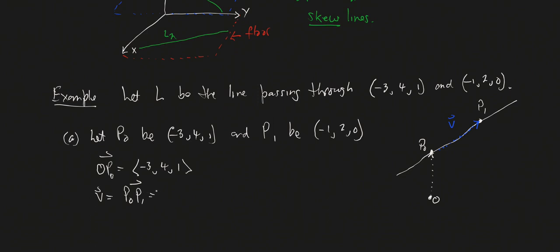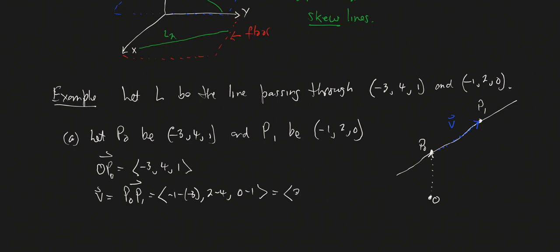Well, if you're not given the direction vector of the line, then you're going to need 2 distinct points on the line to find that direction vector. So let's see, what's the vector that goes from P0 to P1? Using head minus tail, it's -1 minus -3, 2 minus 4, 0 minus 1. So here's our direction vector of the line.